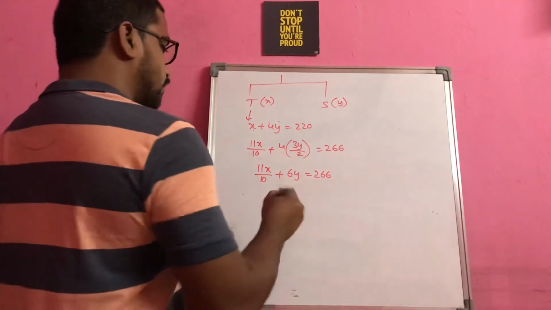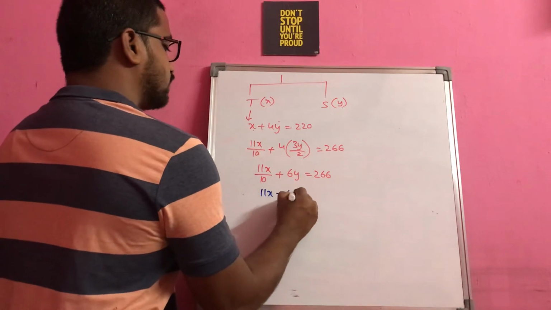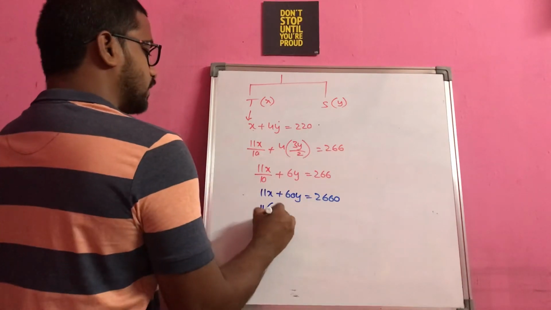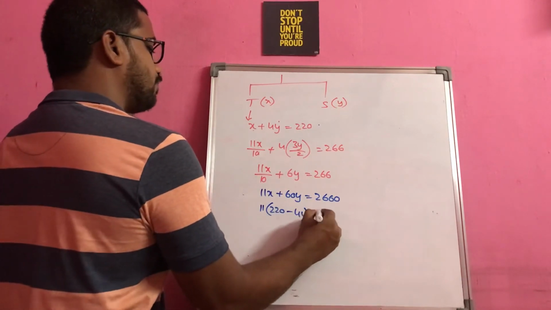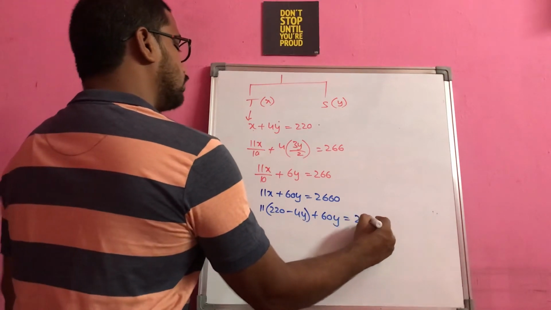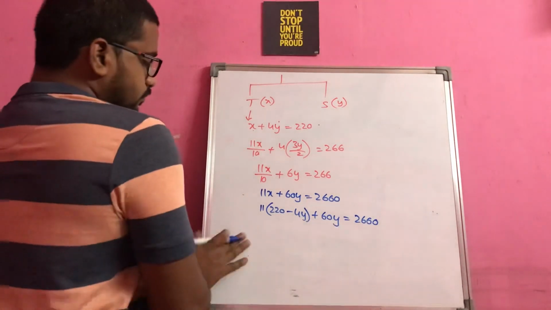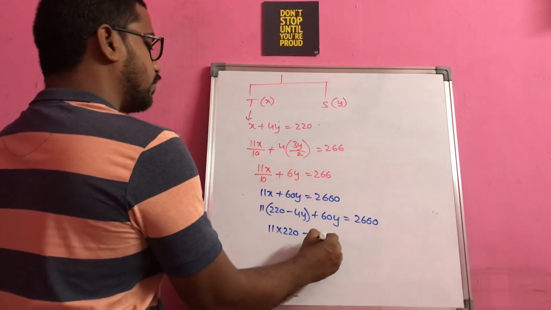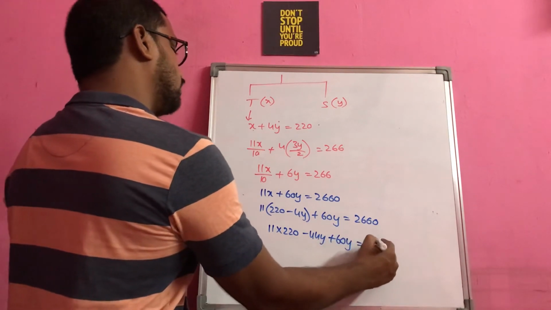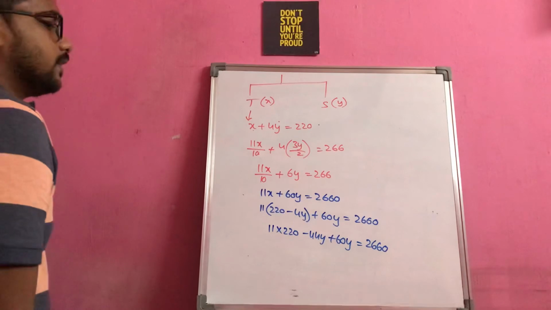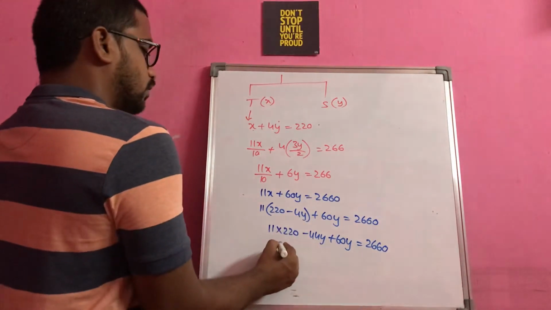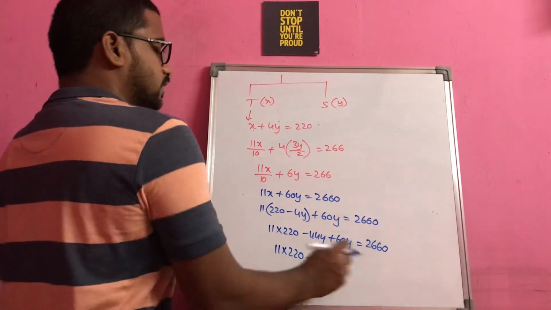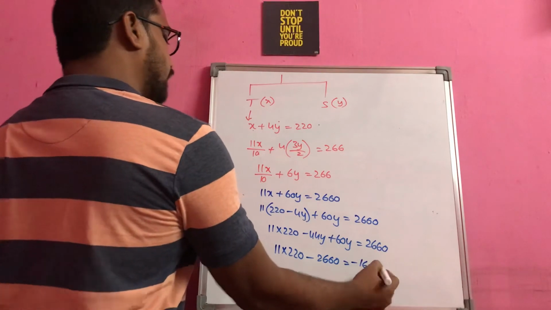So this equation I will multiply with 10 on both sides. 11x plus 60y is 2660. From this I will substitute x. 11 into (220 minus 4y) plus 60y is equal to 2660. So this is 11 into 220 minus 44y plus 60y is equal to 2660. So 11 into 220 minus 2660 is equal to minus 16y.